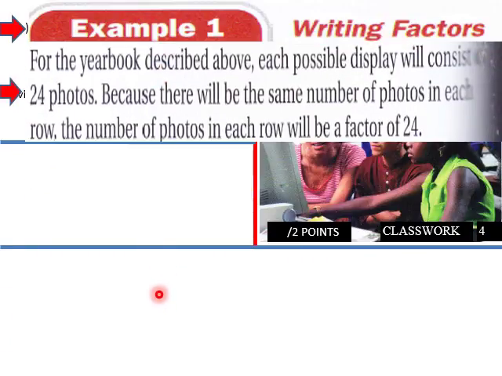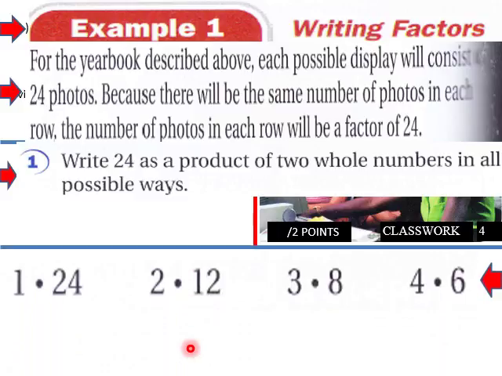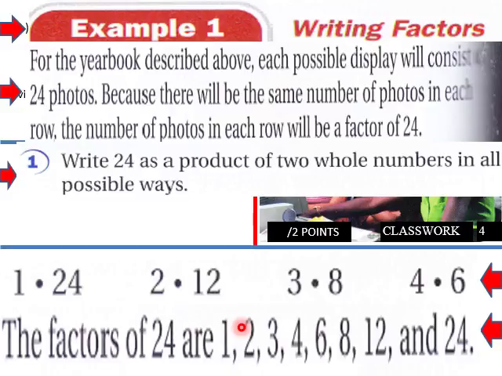So here's example 1 for the yearbook. We're back to the yearbook again. It will consist of 24 photos. Because there will be the same number of photos in each row, the number of photos in each row will be a factor of 24. Write 24 as a product of two whole numbers in all possible ways. And here they are, your possible factors of 24. Then here are all your factors of 24.